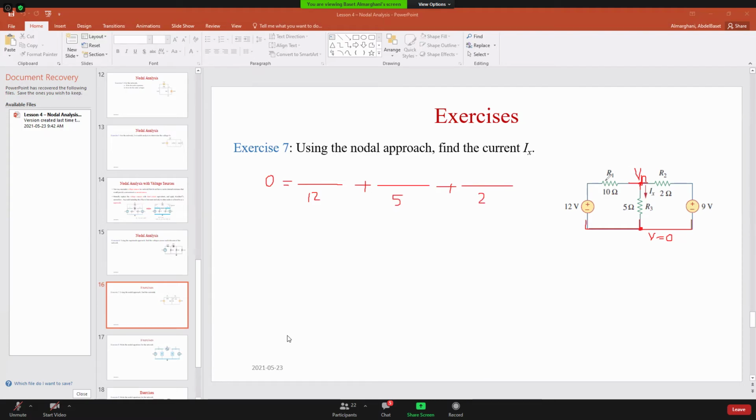And the voltage now across this one, it's leaving, Vn minus 12. And here Vn minus 0. And the last one is Vn minus 9. So I assume they're all leaving. So Vn minus the voltage here gives me the voltage across the resistor. Vn minus 0 gives me the voltage across the 5 ohm resistance.